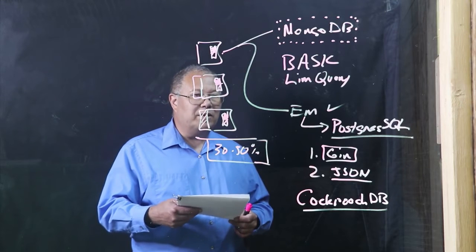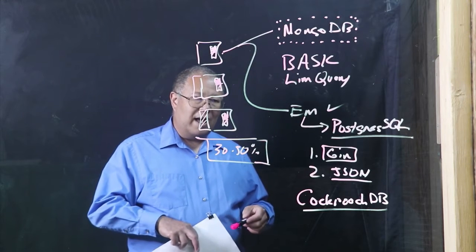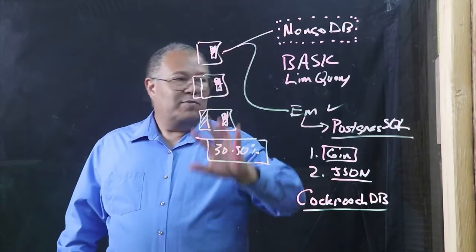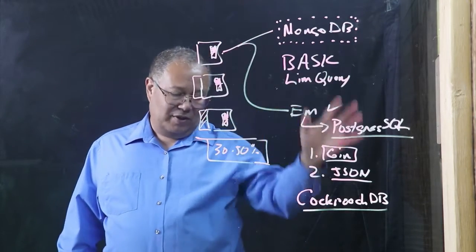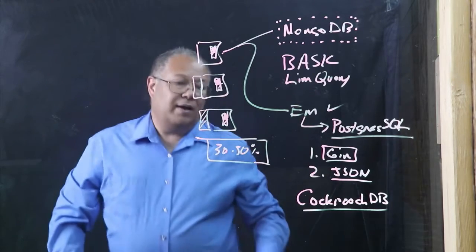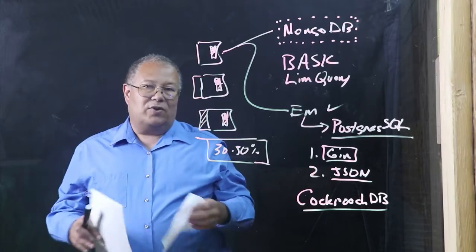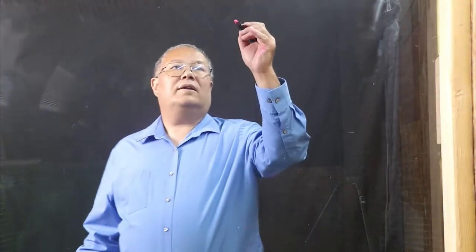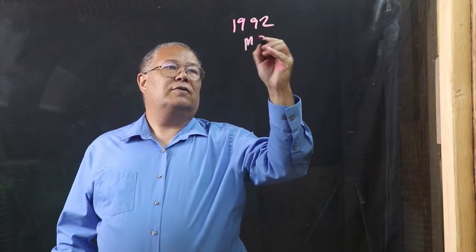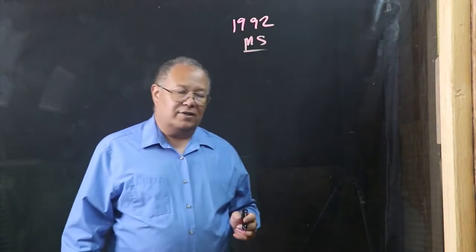I want to talk a little bit about database history, and why in database history this is not the first time that this sort of thing has happened or been seen, and how database history affects this. In 1992, Microsoft released Access.